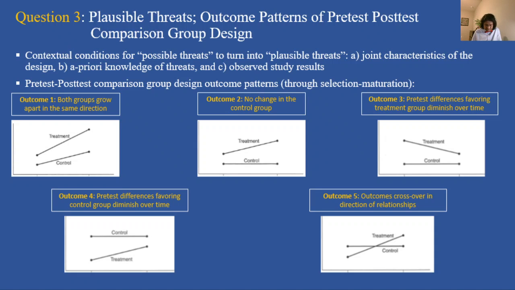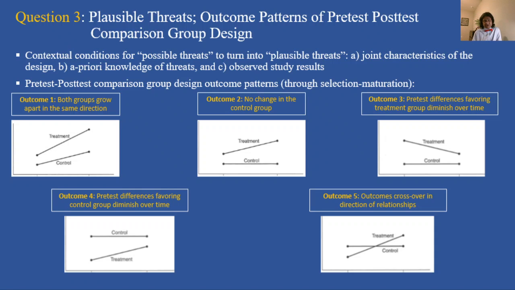The selection maturation threat has to be carefully determined, therefore, and these outcomes do help in causal interpretation, but after careful consideration or ruling out of any selection bias at the pretest. The fifth outcome the book talks about is when the scores for both groups move in one direction.